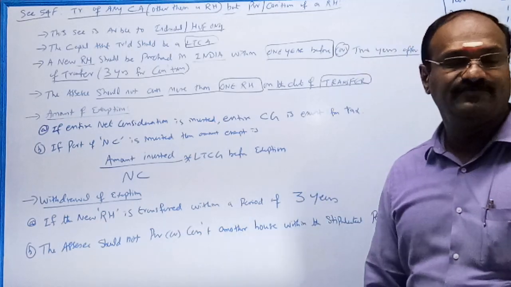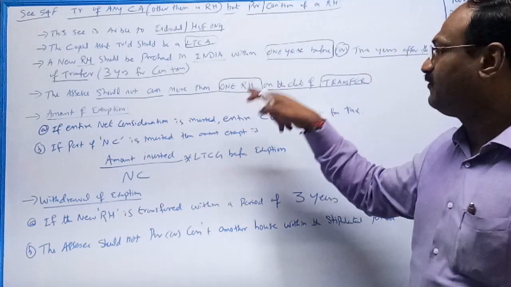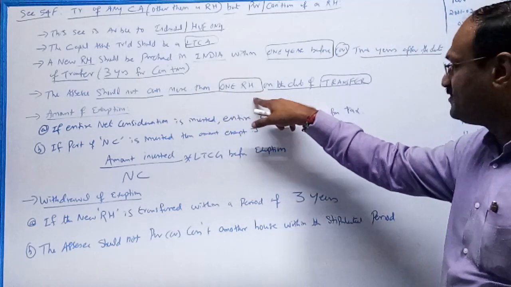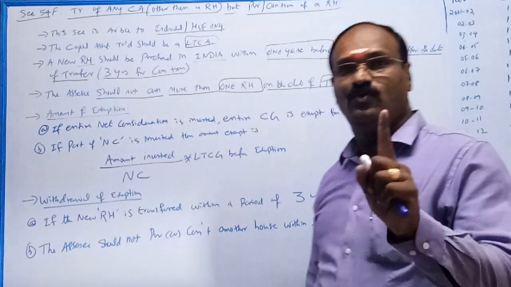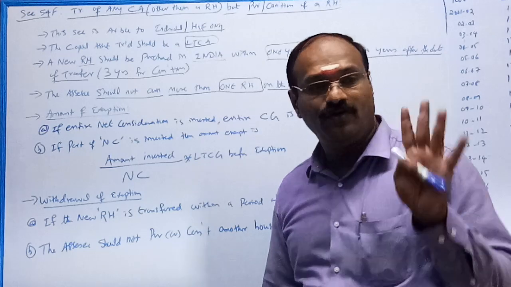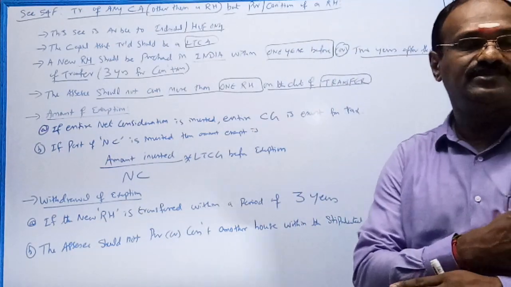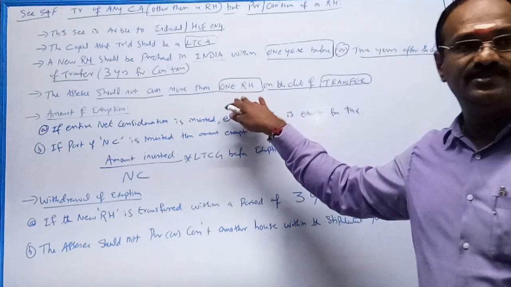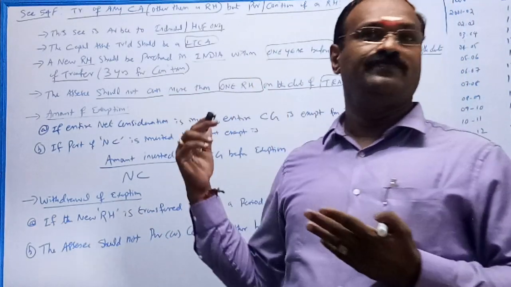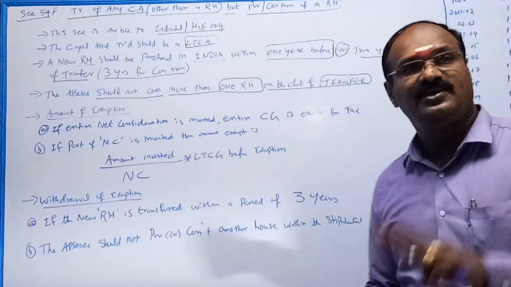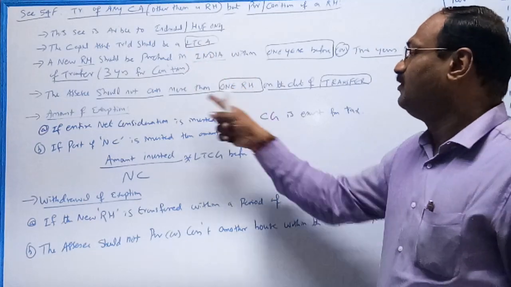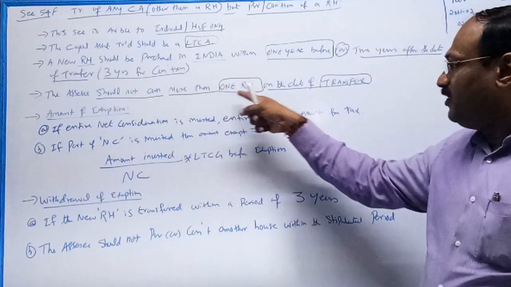So in order to claim section 54F, on the date of transfer you must have only one residential house. The assessee should not own more than one residential house on the date of transfer. It means only one residential house is allowed. Suppose you have two residential houses, sorry to say, you cannot claim section 54F. So the assessee owns only one house or none. Sir, I have no house? Happy, you can claim. I have only one house? Still you can claim. I have two residential houses? Sorry, you cannot claim.